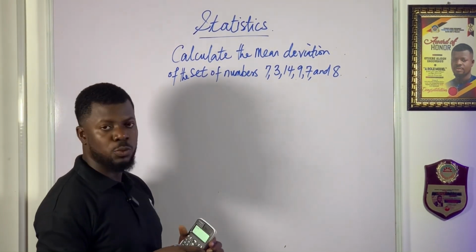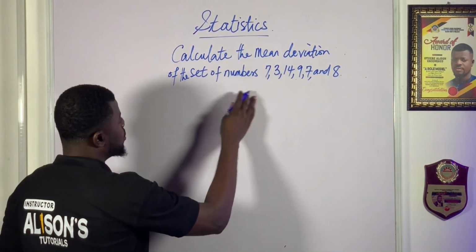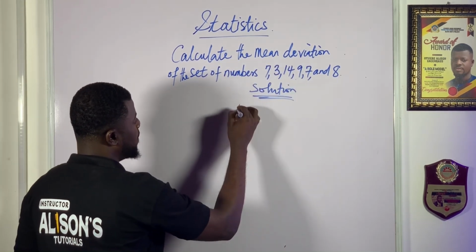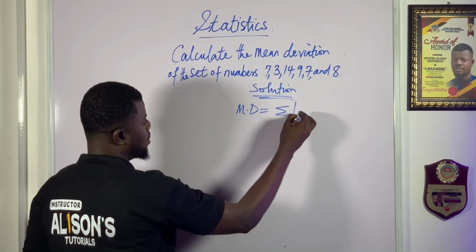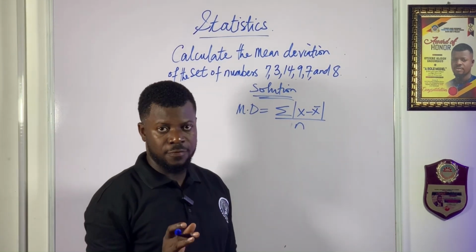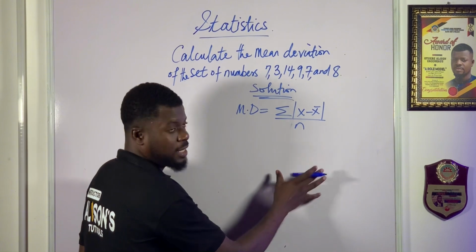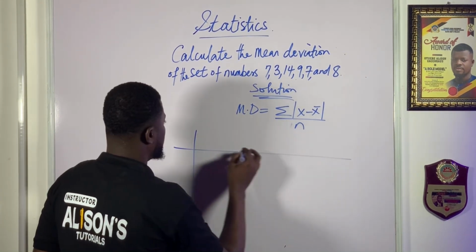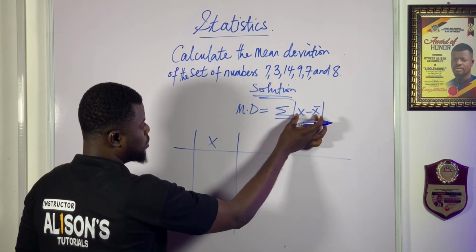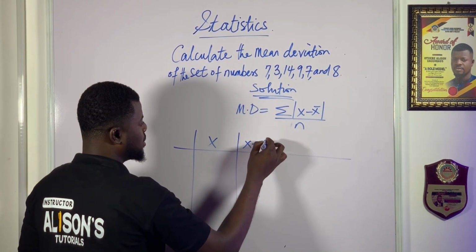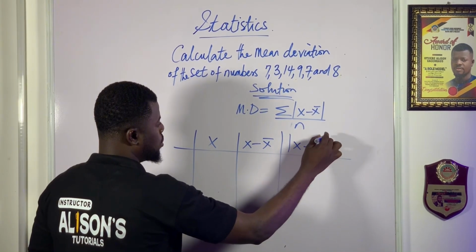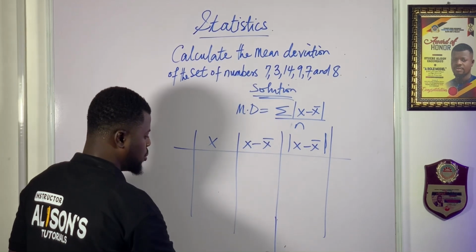So for this particular one, how do we apply the tabular method? Or apply a table to solve this problem. First things first, we need to know the formula for mean deviation. Mean deviation is equal to sigma absolute value of x minus x bar, all over n. So this is the formula for mean deviation. You need to have all these parameters in a table. First of all, what do we have first? You need your x. As well, you need this one in the modulus sign, or absolute value sign, x minus x bar. And finally, you have the modulus sign of this one. So this is how you want to arrange your table.